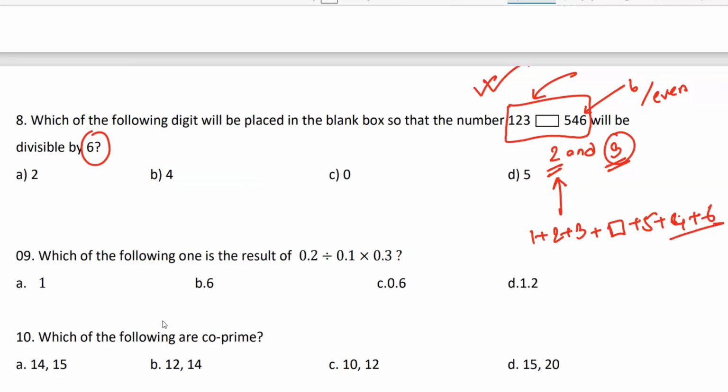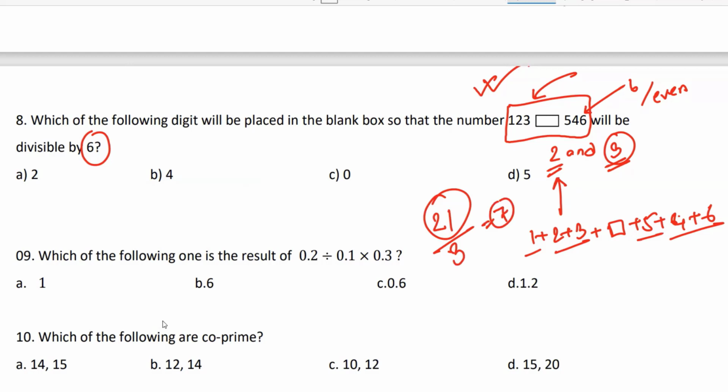So, there is 10, 15, 20, 21. So, the sum is 21. Now, this 21 is divisible by 3. The result will be 7. So that means the sum of all the digits is divisible by 3.